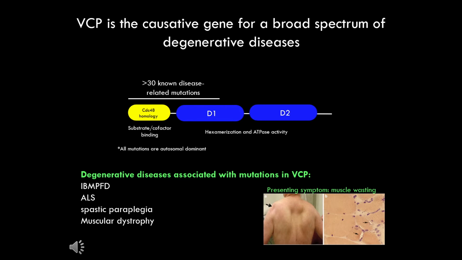I also want to note that all of the mutations of VCP are autosomal dominant, meaning that only one copy of the allele is required to cause the disease phenotype. Although VCP causes a lot of neurodegenerative disorders, the main disorder that I am focused on is IBM.